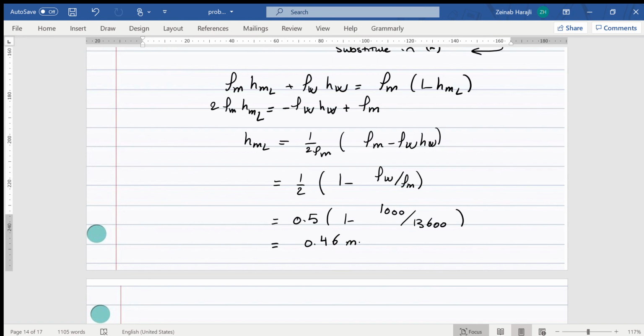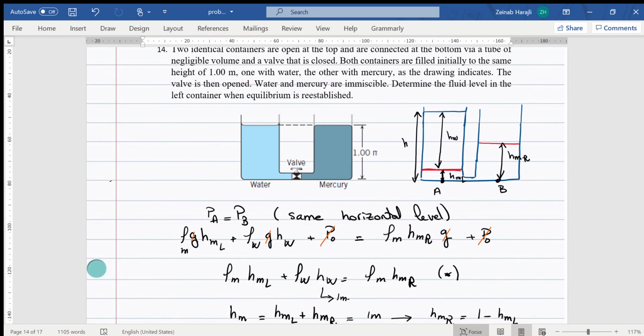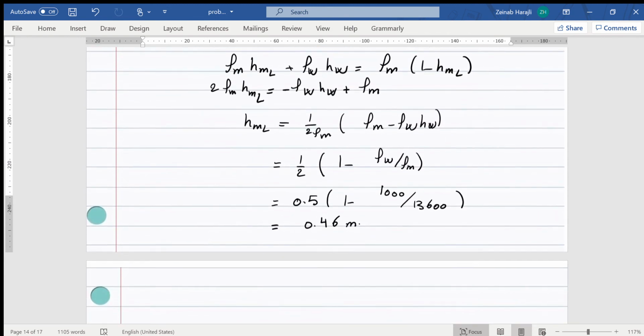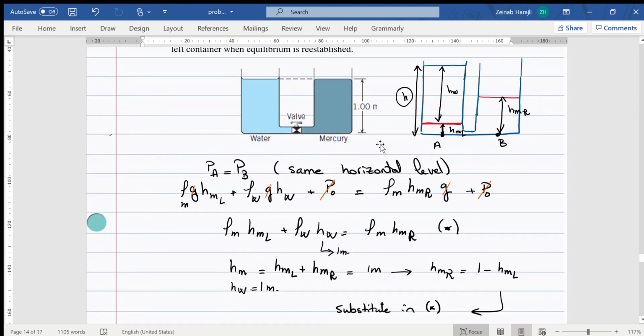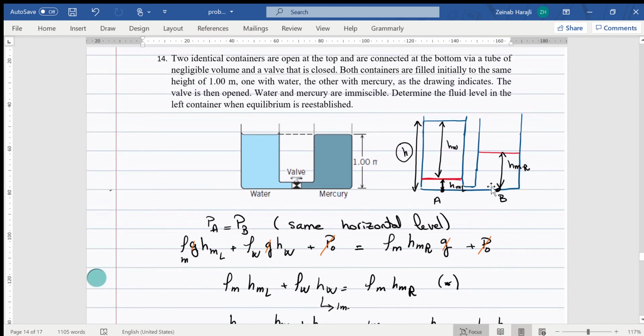Now we want the fluid level on the left. We want this whole value H. And H is obviously the height of mercury on the left plus the height of water. We just found the mercury height to be 0.46, and the height of water is 1, so this is 1.46 meters. This is the height of the fluid on the left section after opening this valve here.